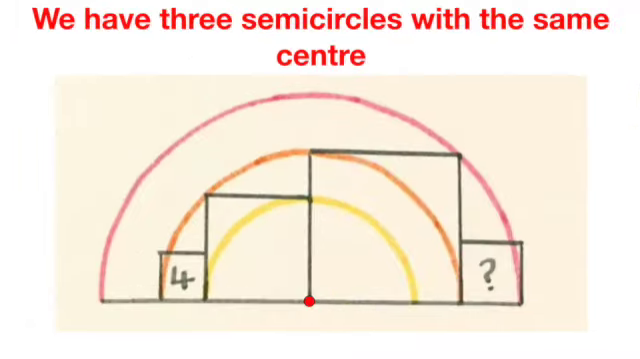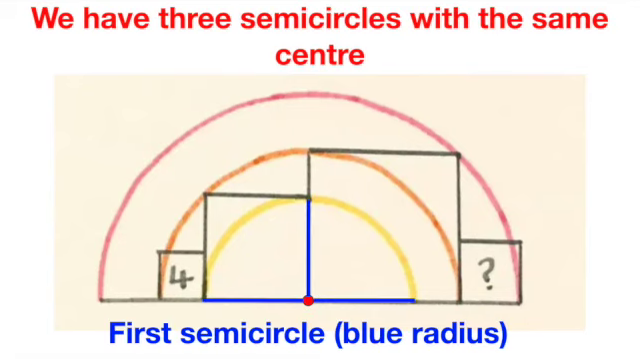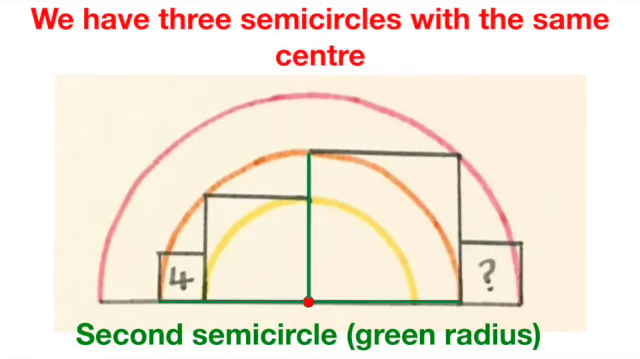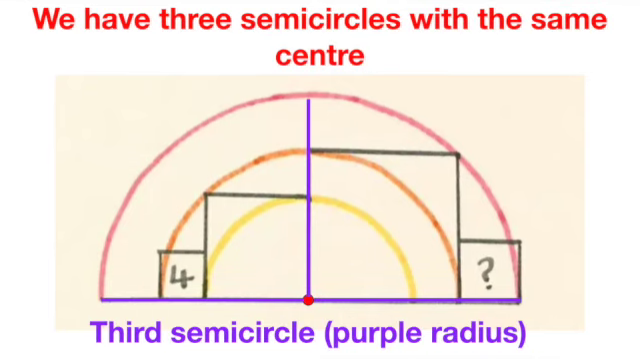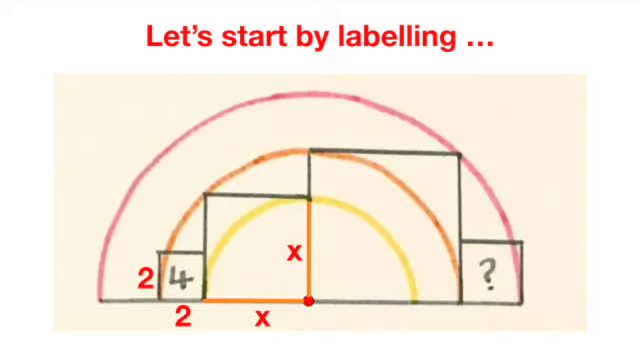So let's take a look at the diagram. We have 3 semicircles, all with the same center, which is the red dot. The radii of the first semicircle, as you can see, is denoted in blue. The radii of the second largest semicircle is in green, while the radii of the final biggest semicircle is in purple.